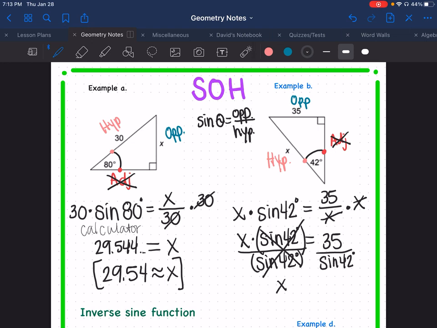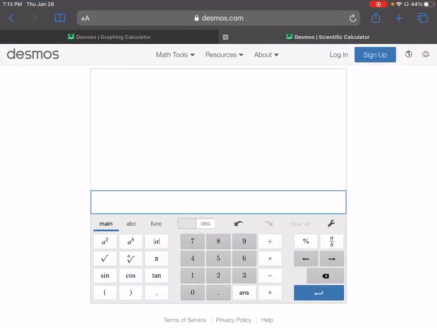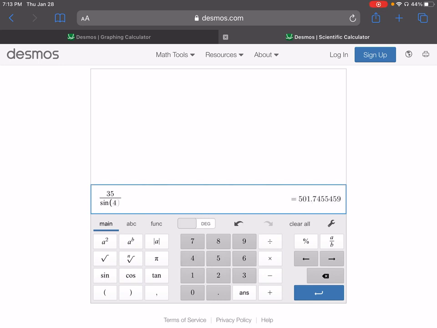Now what I can do is go over to my calculator and put this in that scientific calculator. Last time we pressed 30 times the sine. This time we're going to do 35 divided by the sine. Let's go ahead and take a look. 35 divided by sine 42 is 52.306.